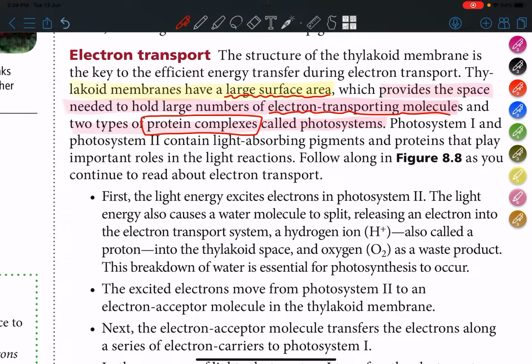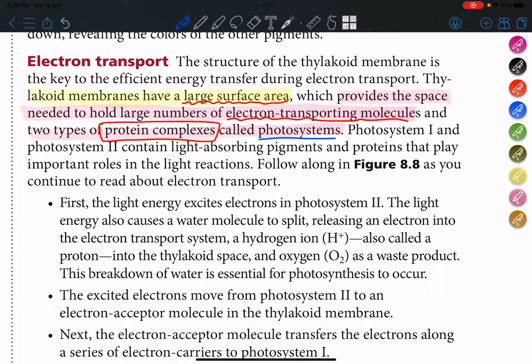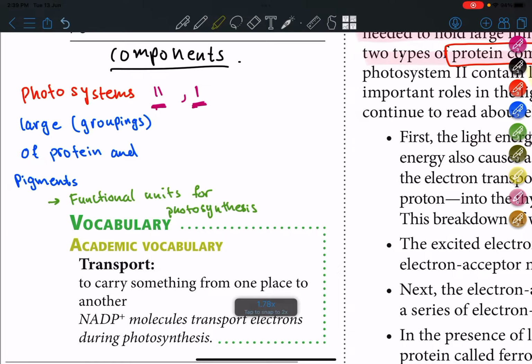What do we mean by protein complexes? As I discussed before, they are large clusters of protein, and large clusters of proteins are called protein complexes. These protein complexes are photosystems, and we have photosystem 1 and photosystem 2, and we said that they contain the light-absorbing pigments and proteins that play an important role in the light reaction. So that was everything about photosystems, for anyone who wants to go over and highlight.